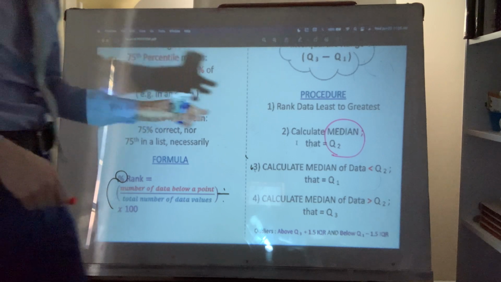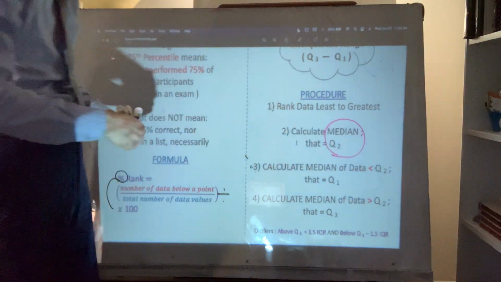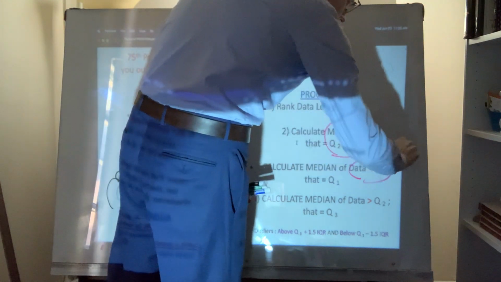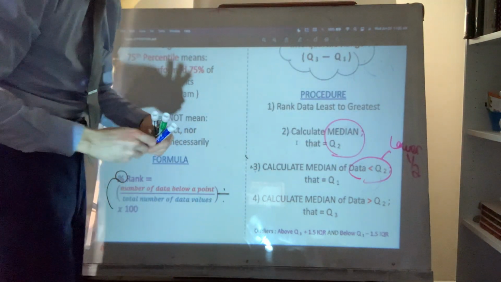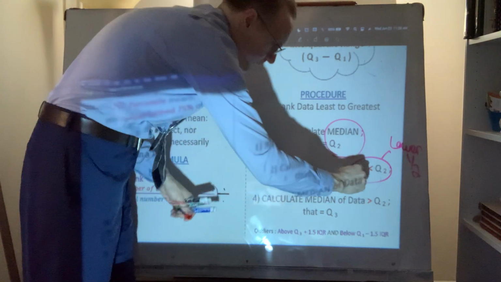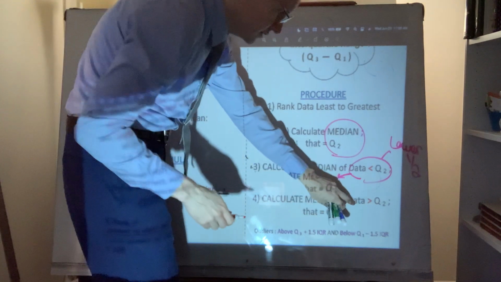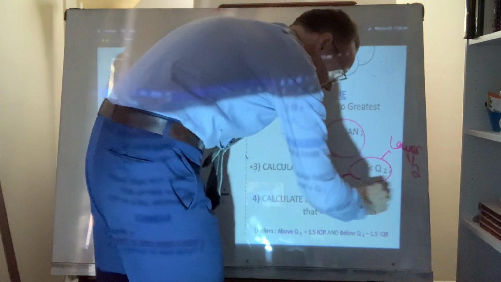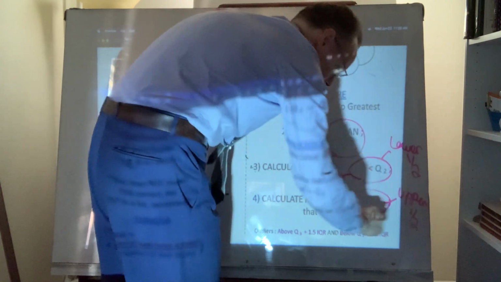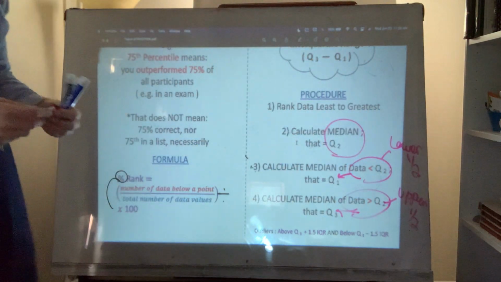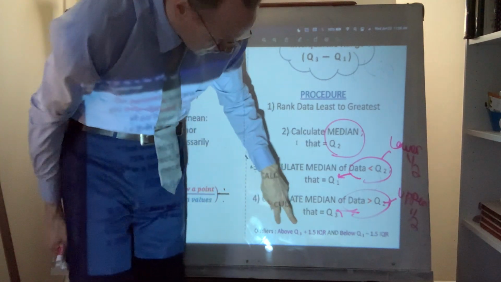Then you're going to calculate the median of the data that is less than that, the lower half, and that is going to be designated Q1. And then you're going to calculate the median of the data greater than Q2. This is the upper half, and designate that Q3.